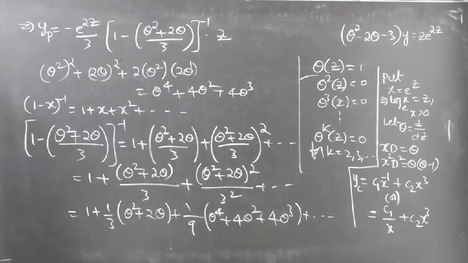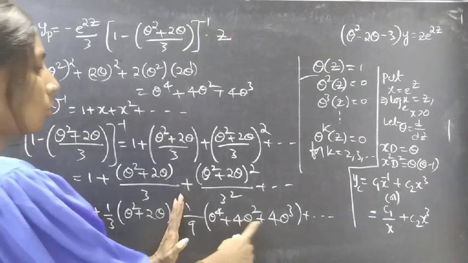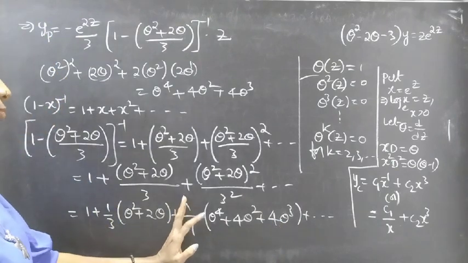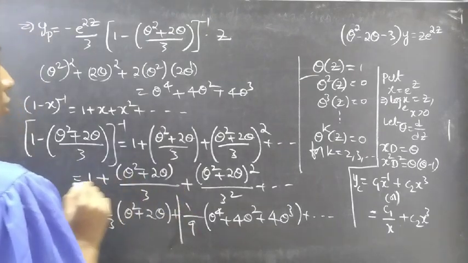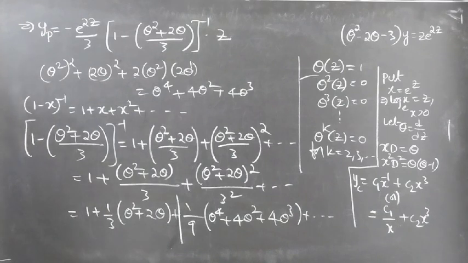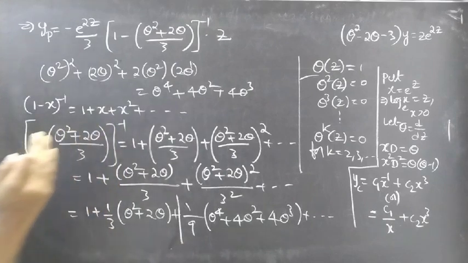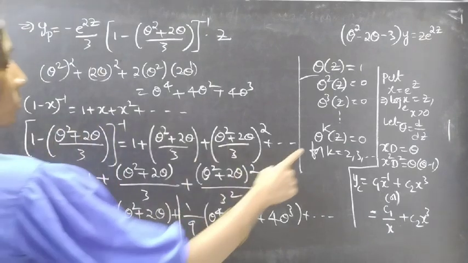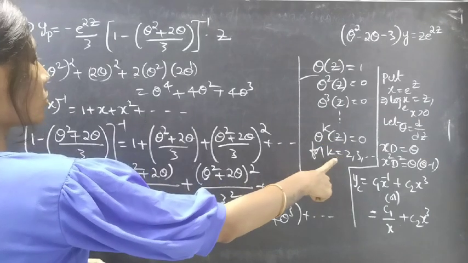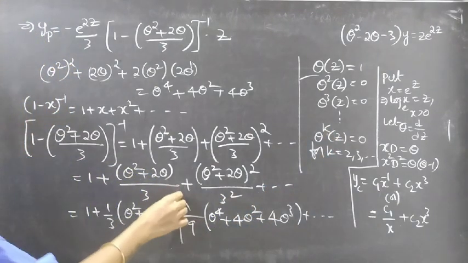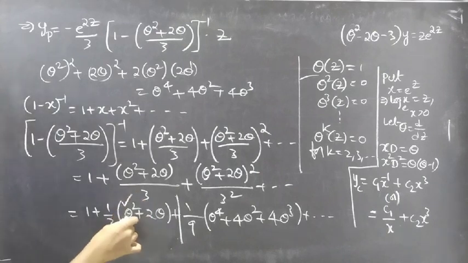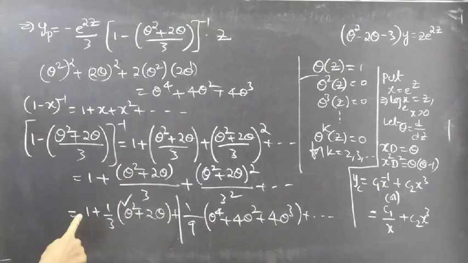So we notice that in the third term, all three terms are higher derivative terms. So we can neglect all the terms from here because they involve higher derivatives, since theta power k of z equals 0 for k equals 2, 3 and so on. We'll neglect all the terms from here and also the theta square term from the second term. We'll take 1 plus 1 by 3 into 2 theta.